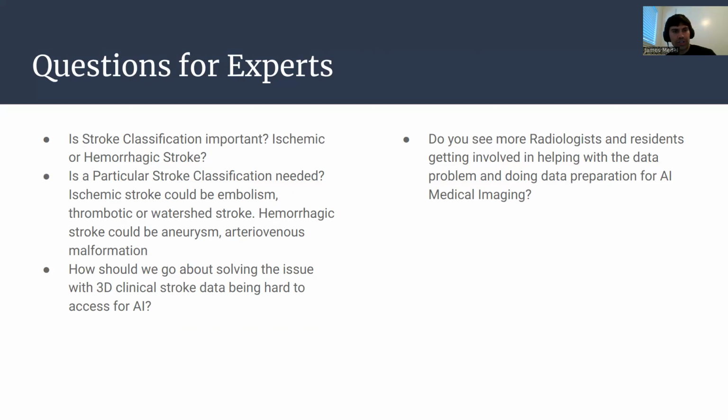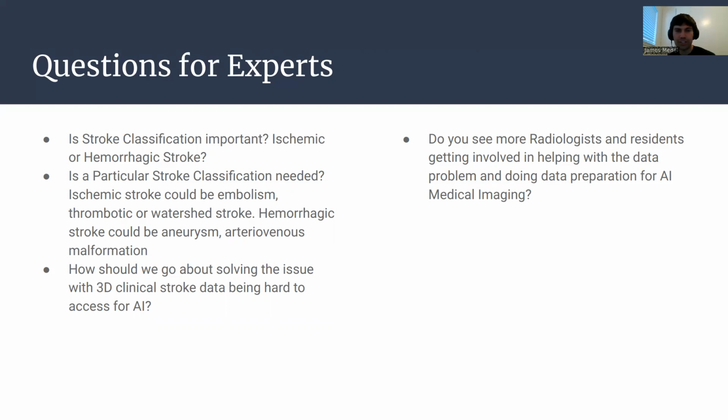The other question is whether a particular stroke classification is needed. Once we recognize that this is ischemic stroke or hemorrhagic stroke, is a characterization of the stroke important? So we know it's ischemic stroke, let's say, and is this an embolism, thrombotic, or watershed stroke? The other area to look at with hemorrhagic stroke: is this an aneurysm or arteriovenous malformation?